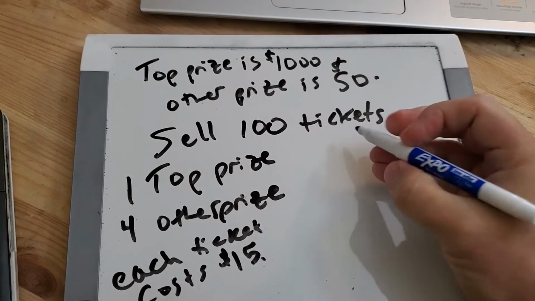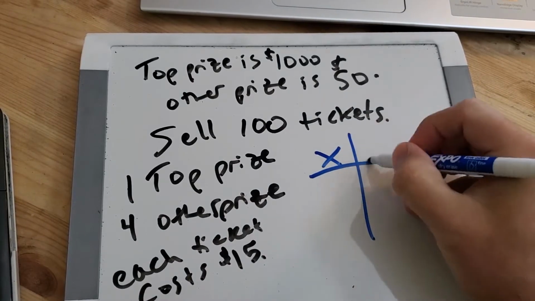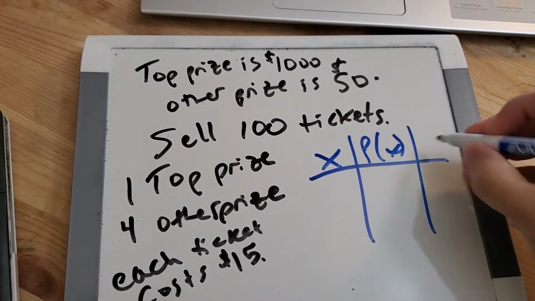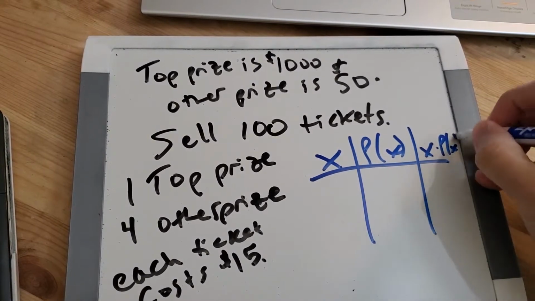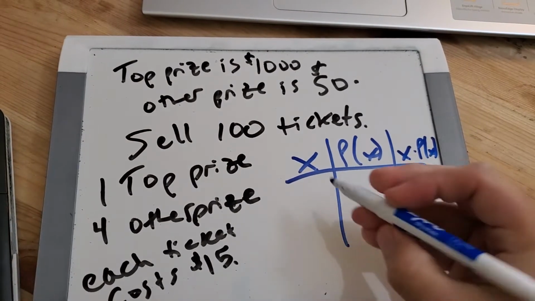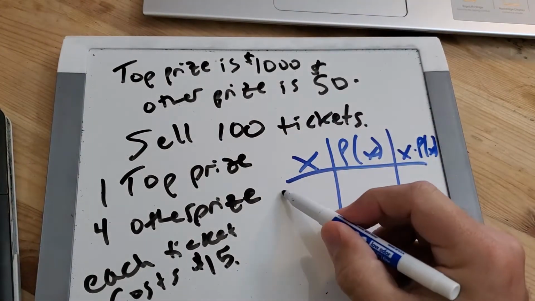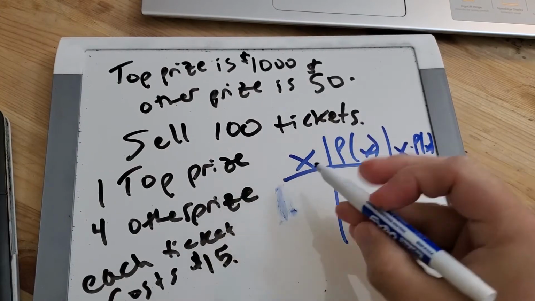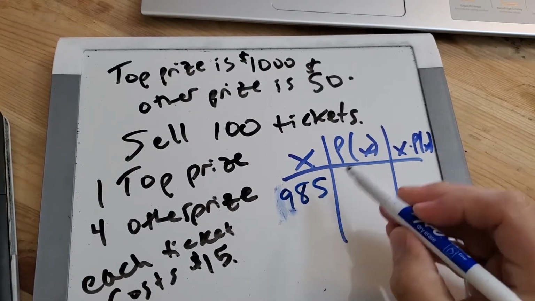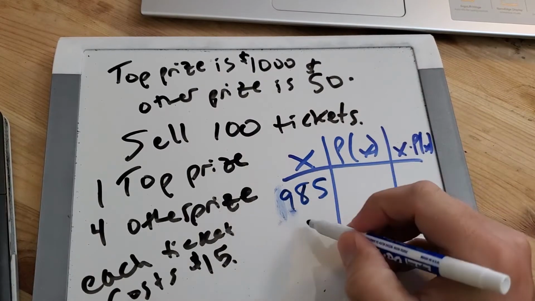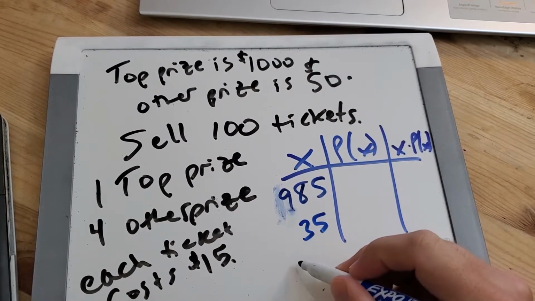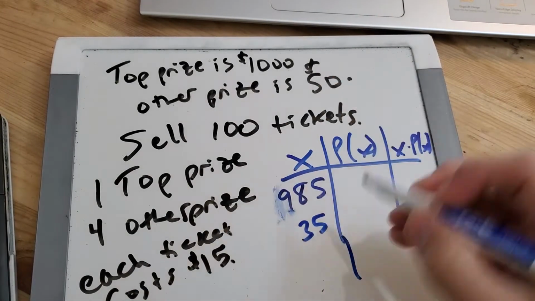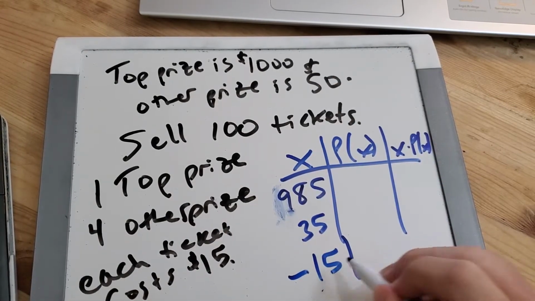So if you make a table, x and p of x, because that's how we figure out expected value, is to set this up and figure out x times p of x. That's going to be the mean, which is another name for expected value. My x is going to be the money I can win. I can win $1,000, but minus 15. So I could win $985. I could win 50 minus 15, $35. Or if I don't win, and unfortunately, there's a lot of ways to not win, I'm out my $15.